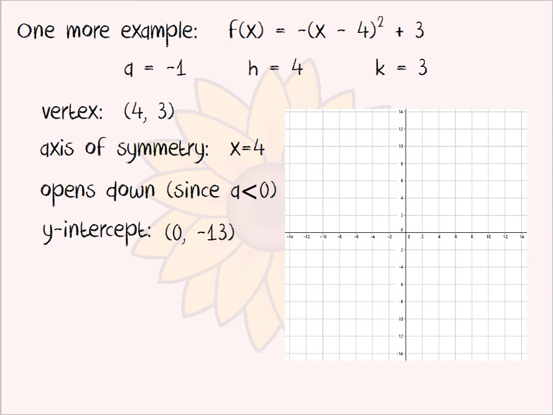Now let's put this on a graph. I'm going to put my axis of symmetry on first, which is x equals 4. Then I'm going to put my vertex at 4, 3. I'm going to put my y-intercept on next, down at 0, -13. And thanks to my axis of symmetry, I can reflect that across to give me a third point. And after that, that's probably all I need to get a really good indication of where my parabola is going to end up.